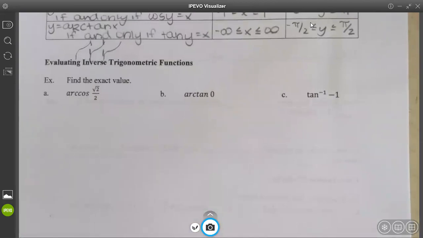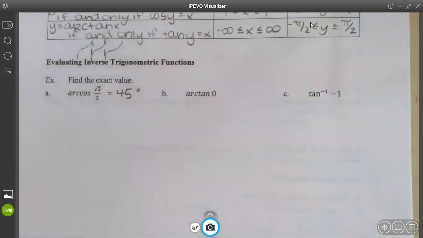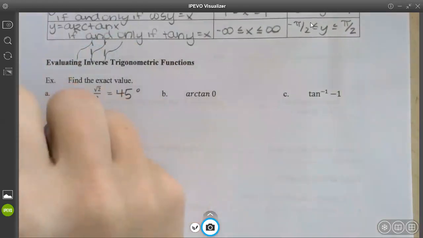What about cosine square root of 2 over 2? Where does that happen at? Where are your square root of 2 over 2s? You don't even have to give me radians. Remember, you can give me degrees and we can fix it. Where does square root of 2 over 2 happen? At your 45. So this is 45 degrees, but I don't want it in degrees. I want it in radians. So how do I turn it into radians?